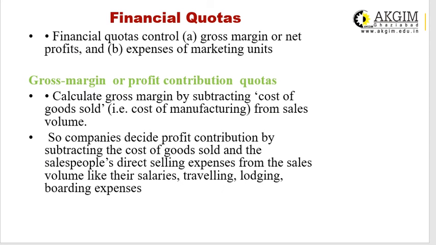Then you have the financial quota. In this, you have the margin or the net profit, and we have the expenses of the marketing margin. So, how do you calculate gross margin? I think everybody knows that. Calculating the gross margin is done by subtracting the cost of goods sold from the sales volume. The companies decide profit contribution by subtracting the cost of goods sold and the salespeople's direct selling expenses from the sales volume, like the salaries, traveling, lodging, boarding expenses, etc.